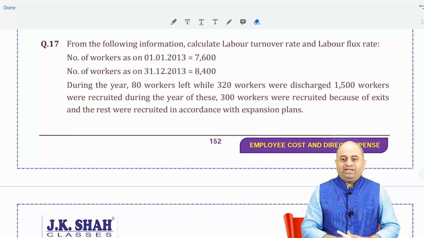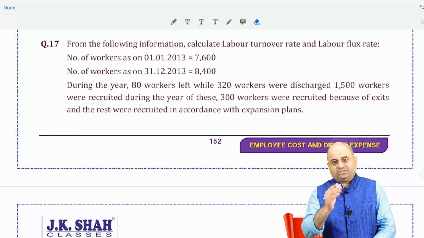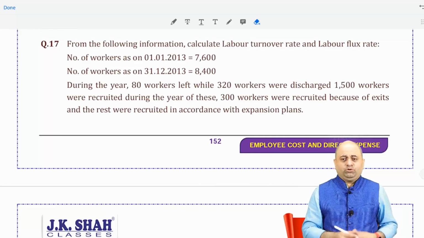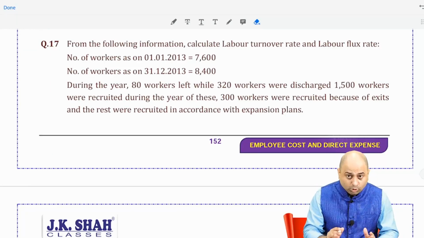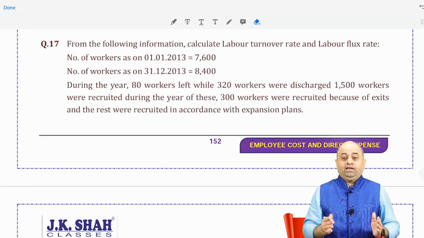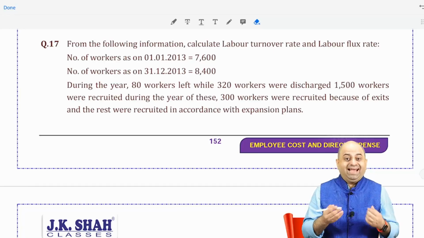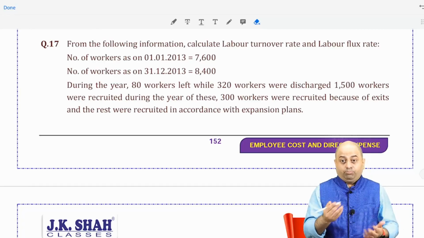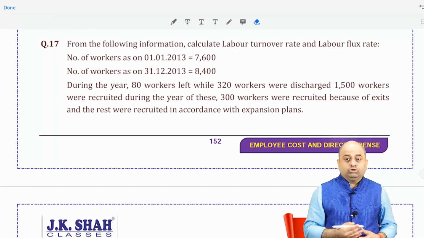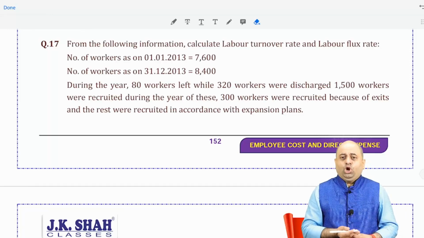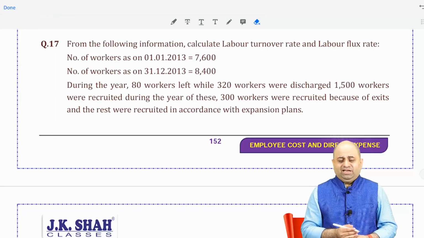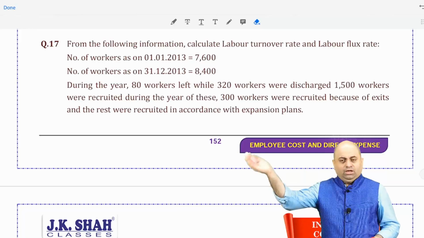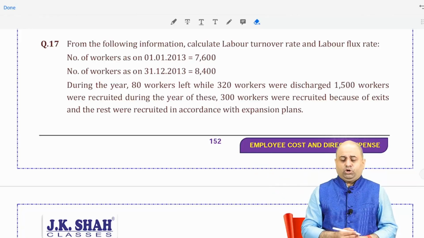Now, before putting 17 in front of you, please try to understand. 17, 18 and 19, all 3 questions were on labor turnover. Easy questions, no doubt. But then they can ask anything in the paper at any time. So we have to study even this part properly. Okay. So 17th question, very easy question. Don't forget that we need to calculate labor turnover as per separation method and replacement method. Then of course flux method, that's a different point altogether.